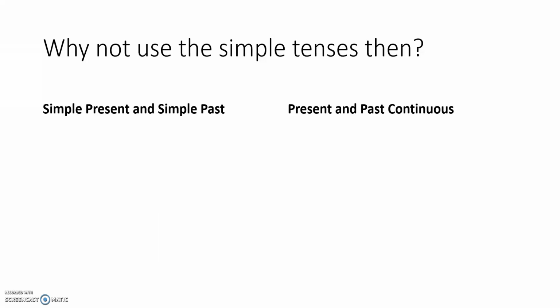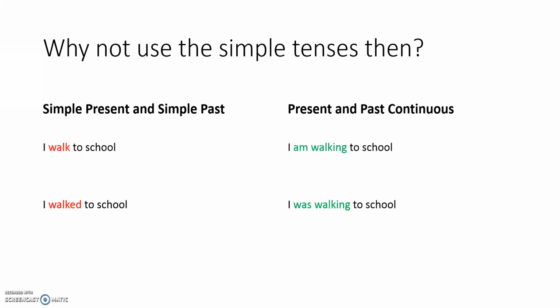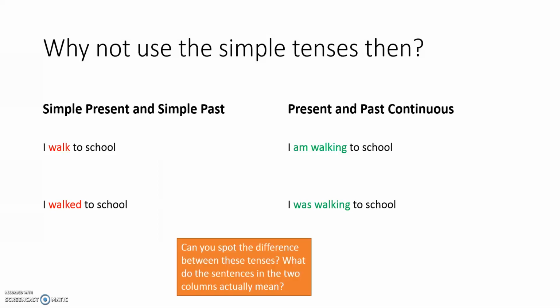So why do we need to have two tenses for the same thing then? Why can't we only use simple tenses? Well, take a look at the following examples. Do you think they carry the same meaning? Pause the video and see if you can spot the difference between these tenses and the meaning of each example. Ready? Let's have a look at the answer.